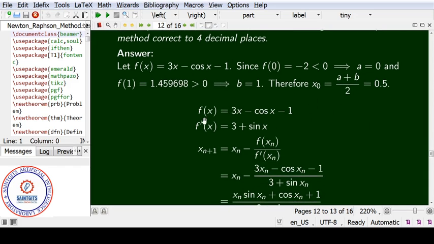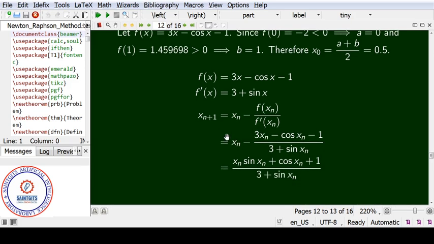Now we start with f of x equal to 3x minus cos x minus 1. F dash of x equal to 3 into derivative of x, which is 3. Derivative of cos x is minus sin x, minus into minus plus, so 3 plus sin x. Now we write the Newton-Raphson formula xn plus 1 equal to xn minus f of xn by f dash of xn. Substitute f of xn and f dash of xn here, and on simplification I get xn sin xn plus cos xn plus 1 by 3 plus sin xn.